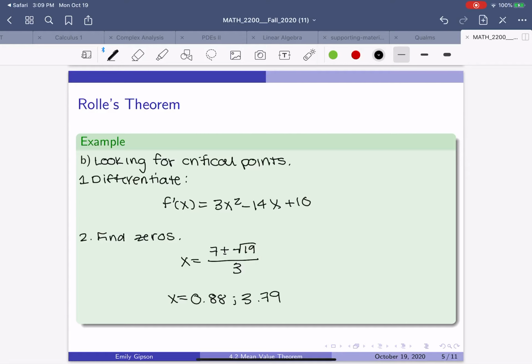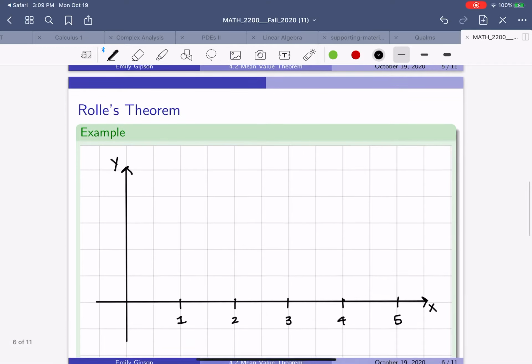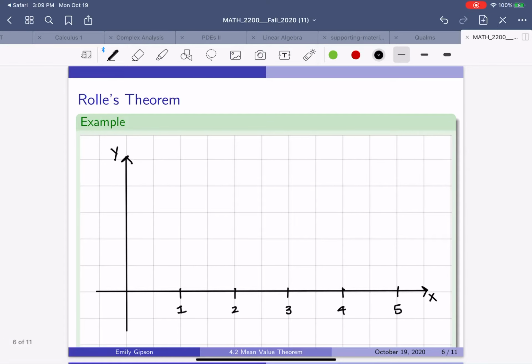So I'm going to take this one step further. We found the zeros, we found the critical points, and we found an interval on which we have critical points. I'm going to take it one step further, and I'm going to say, can I draw my original function just given information based on the derivative? And the answer is yes.